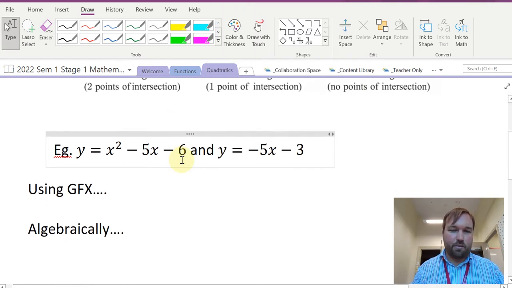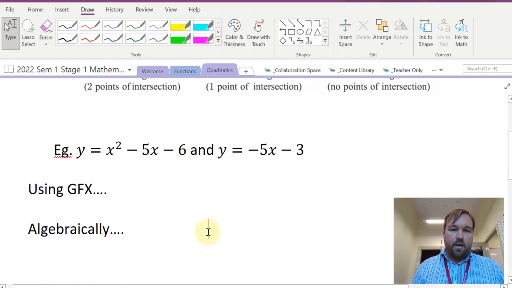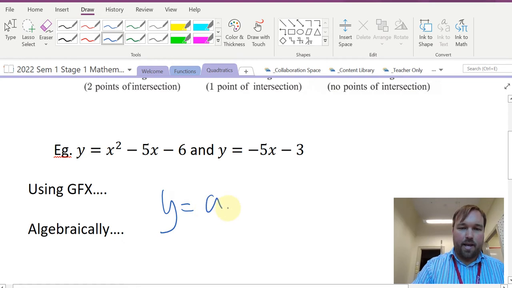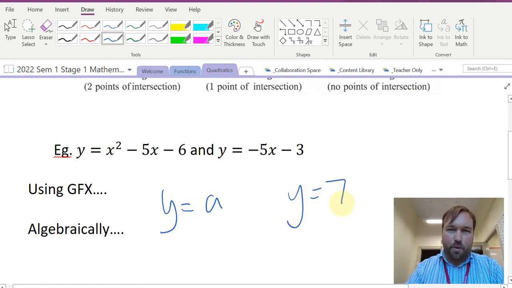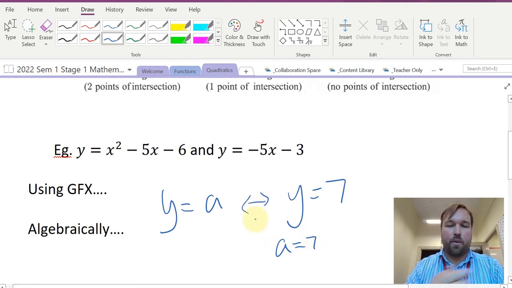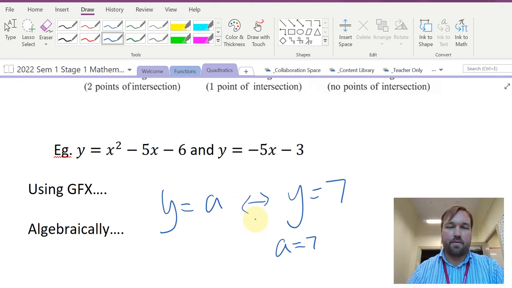Alright, so let's get to this algebraically. Alright, if I told you that y equals a and y equals 7, I'm sure most of you would be very happy to tell me that, well, a must be 7. And good, you'd be absolutely right. If y is the same in both these equations, and we're talking about the same thing, and y is equal to a and y is equal to 7, therefore a must be 7. That's very logical, and that's what's going to help us here.